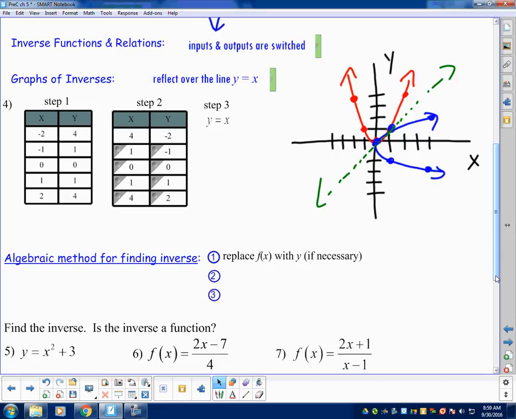Or you could probably skip that step if you understand that this f of x or g of x notation is the same as y. It's the dependent variable here. So replace f of x with y if necessary. Switch x and y, right? This is what you've done. Switch x and y, and then solve for y. So that is the process.